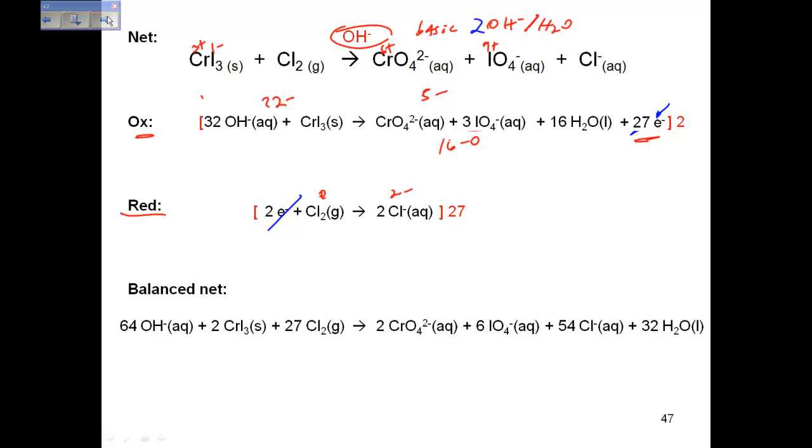As for charges, you got 64 minuses. So I got 64 minus on this side. I have 2 minuses, that's 4 minus, 6 minus, that's 10 minus, 54 minus, that's 64 minus.